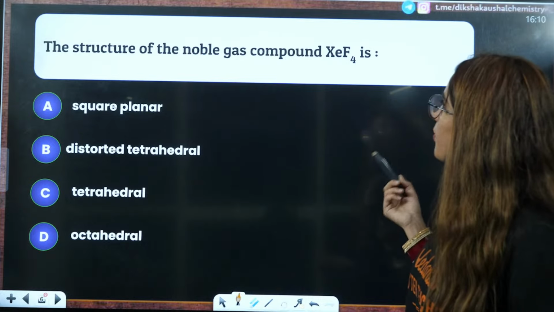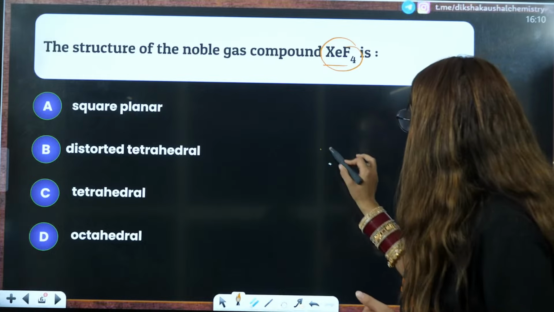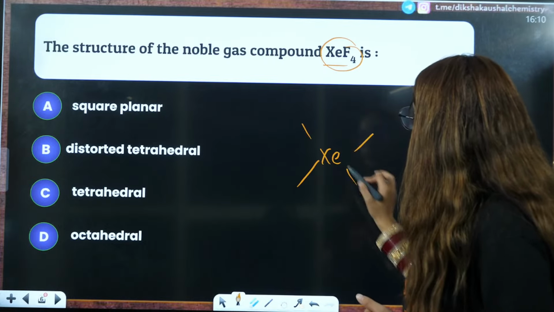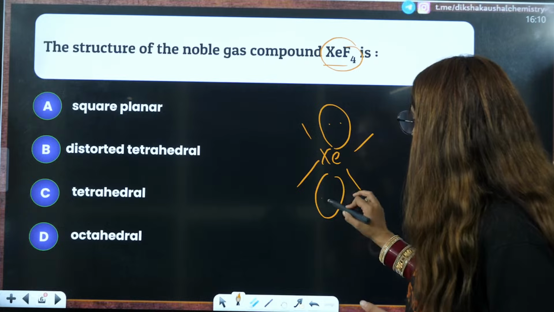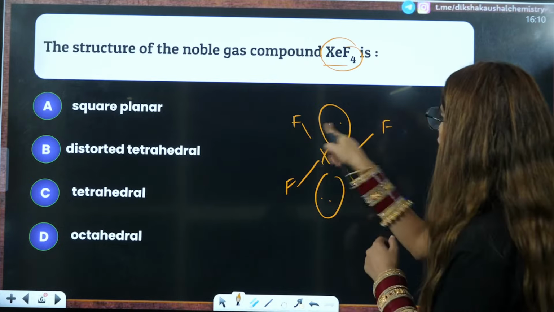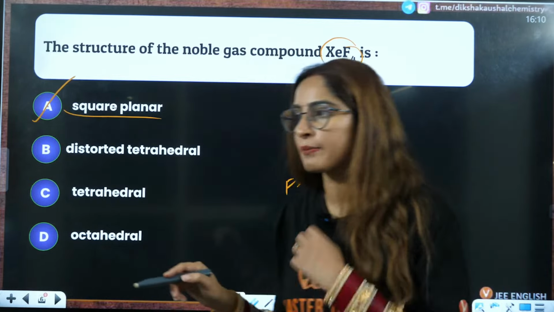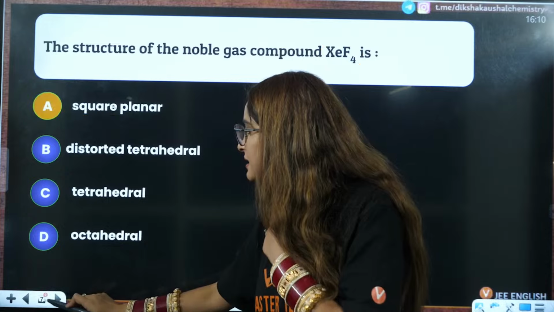The structure of a noble gas compound XeF4, we have just seen, that is xenon with 2 lone pairs, and the shape is going to be square planar. So the answer is A, the correct answer.